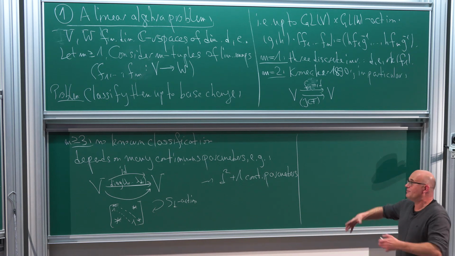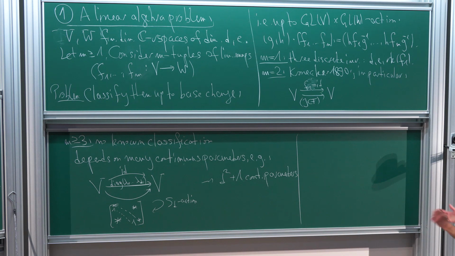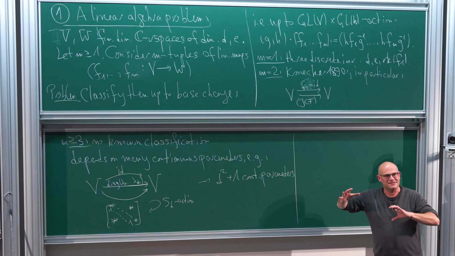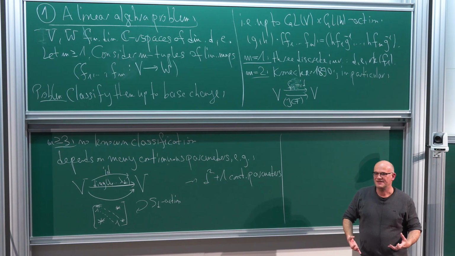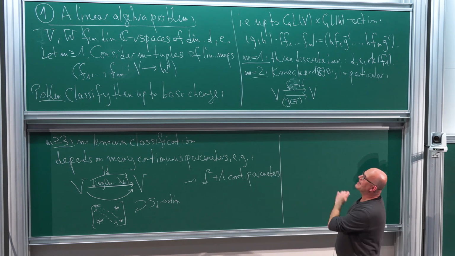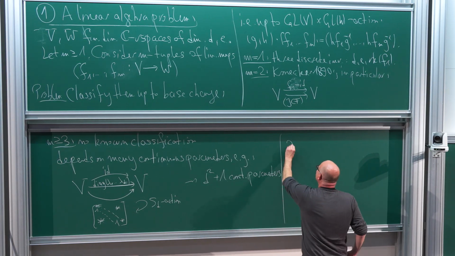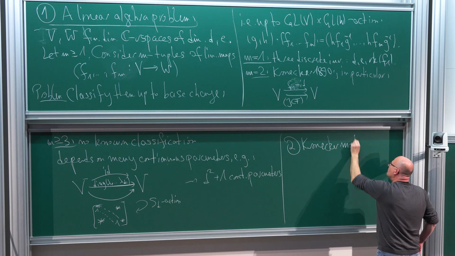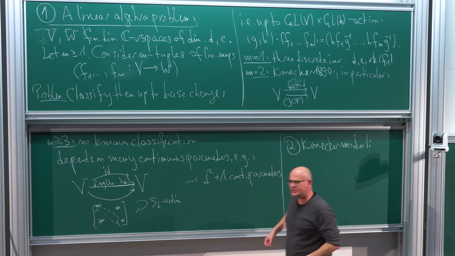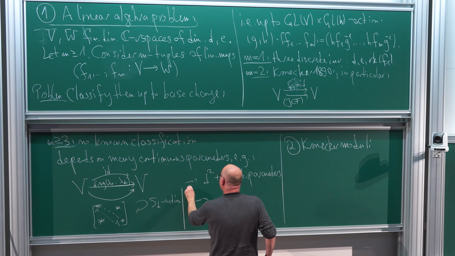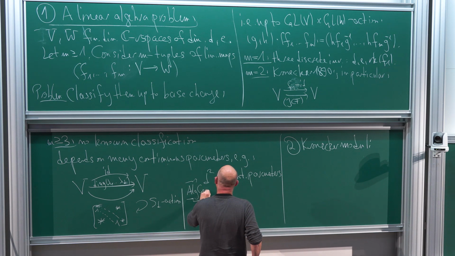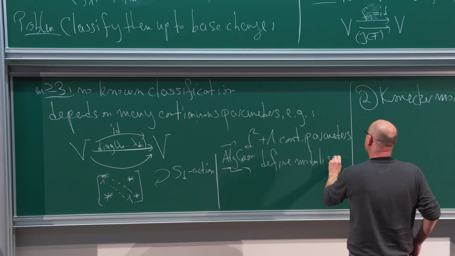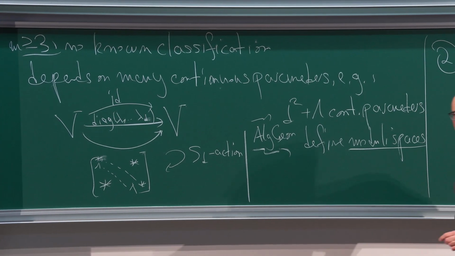Okay, so now what to do? I mean, we could just stop here and say there's no known classification, but we just want to do something. And we can at least study the continuous parameters and their dependencies qualitatively using algebraic geometry. That brings us to the second part of the talk, where I will now introduce the Kronecker moduli. Yeah, so the reaction on such a problem from algebraic geometry is to define moduli spaces encoding the continuous parameters.